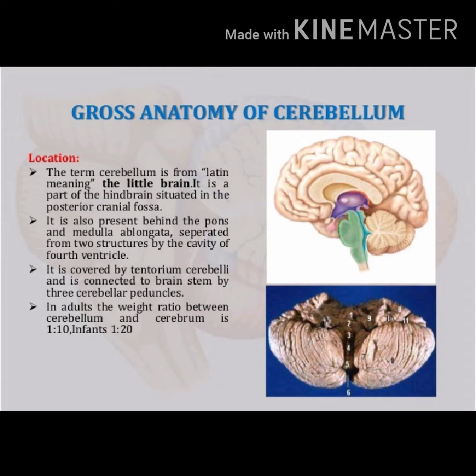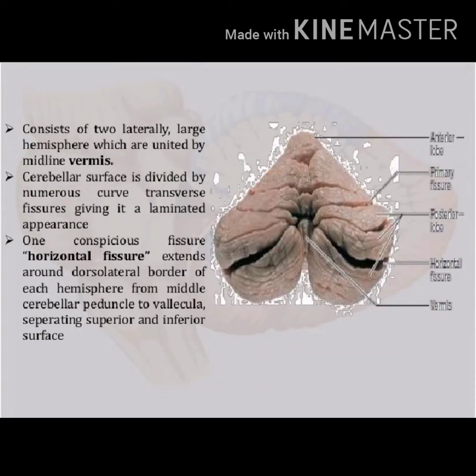It is also present behind the pons and medulla oblongata, which is separated from the two structures by the cavity of the fourth ventricle. It is covered by the tentorium cerebelli and it is connected to the brainstem by three cerebellar peduncles. In adult weight, the ratio between cerebellum and cerebrum is 1:10. In infants, it is 1:20. It consists of two large lateral hemispheres which are united by the midline vermis.